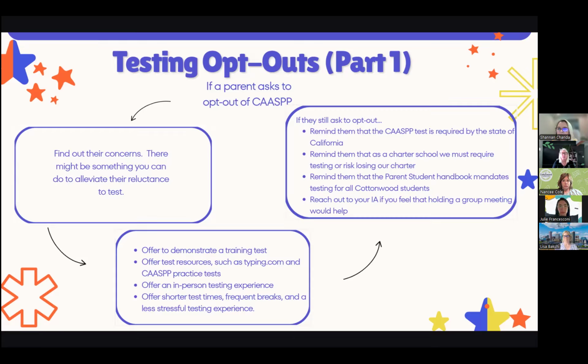If they're still saying that they want to opt out, you can remind them that the CAASPP test is required by the state of California. Remind them that as a charter school, we must require testing or we do risk losing our charter. Remind them that the parent-student handbook mandates it. So when they sign that ISA, it does have it in there that they will participate in state testing. And then reach out to your IA if you feel that you need more help having those conversations after completing all of these other things.